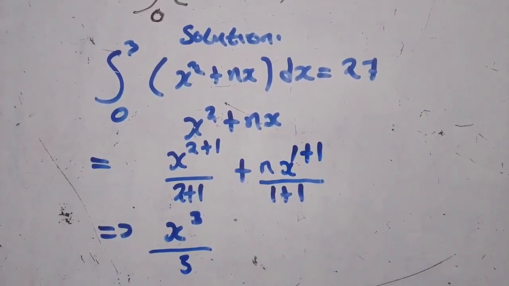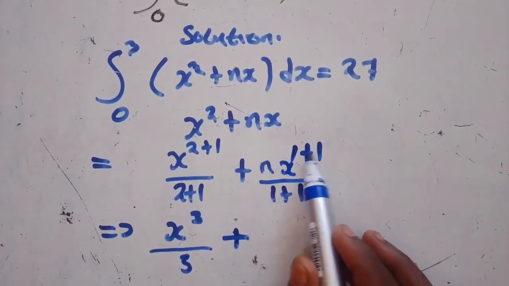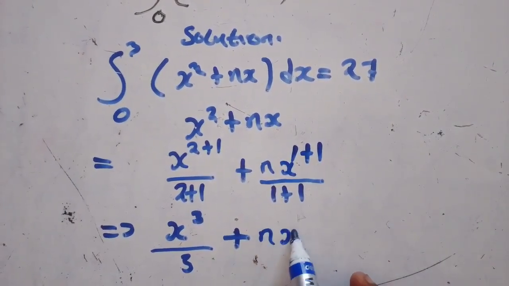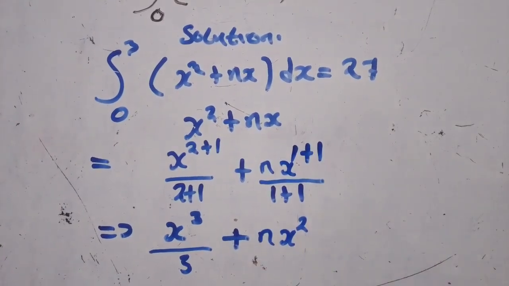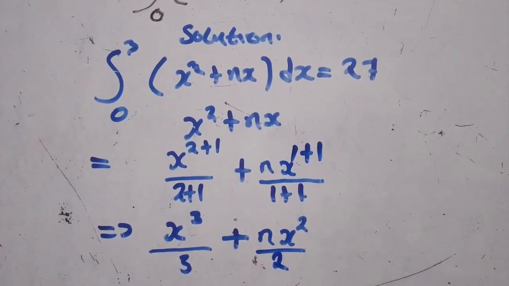So in short, you just divide by the new power. Plus nx, 1 plus 1, so 1 plus 1 gives you 2. So we're going to have nx squared over 2. This is where the square comes from, because 1 plus 1 gives you 2.